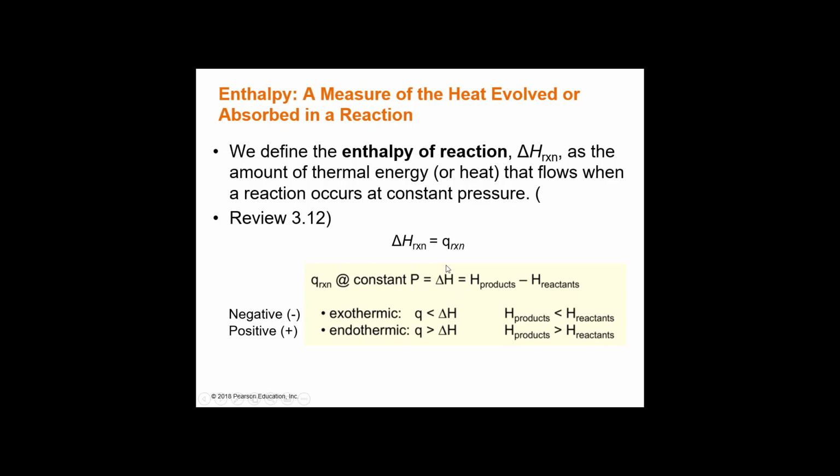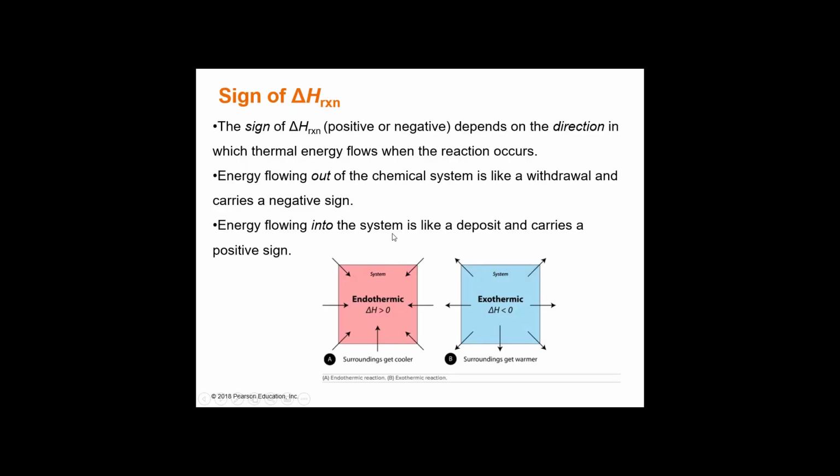And what delta H means is the difference between the reactants and the products. If the value of Q is less than zero, so it's negative, then it's an exothermic reaction. And if it's endothermic, it's a positive value. So we're going to start actually looking at values here. But let's understand delta H. The sign of the change in enthalpy depends on the direction, so the sign basically indicates which way the energy flows.